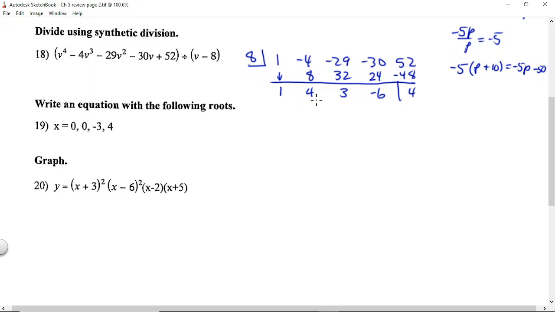So these are the coefficients now. And the first term, remember, is one lower exponent than the highest exponent in the problem. And so it's v cubed, and the coefficient of the first one is 1. So it's v cubed, and then we just go down using these as coefficients. Plus 4v squared plus 3v minus 6, and with the remainder of 4. So we say plus 4 over v minus 8. And that is it.